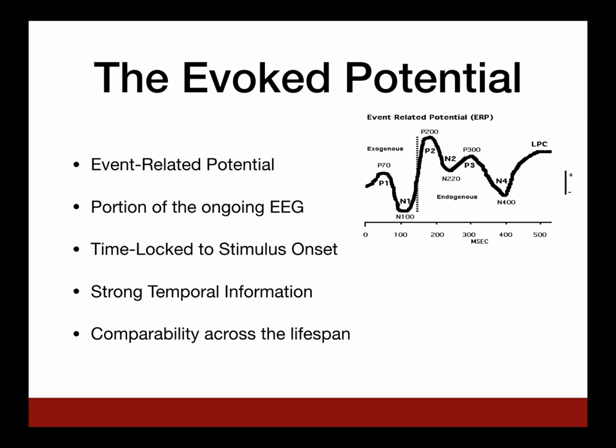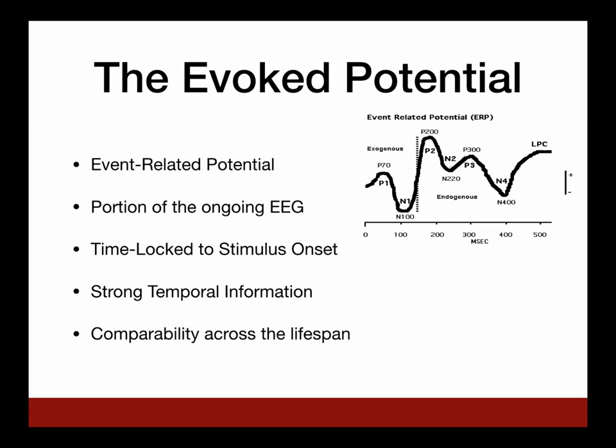Manny Donchin, somewhere around 1982, made this distinction between exogenous components, these early peaks, and endogenous components, where the belief was that the exogenous components were highly influenced by stimulus characteristics. So if you have a flash of light that is particularly bright or a sound that is particularly loud, then the N1 will be much larger to those louder sounds or brighter images than it would be to softer sounds or softer images. The later endogenous components are thought to reflect internal characteristics of you processing the stimuli.